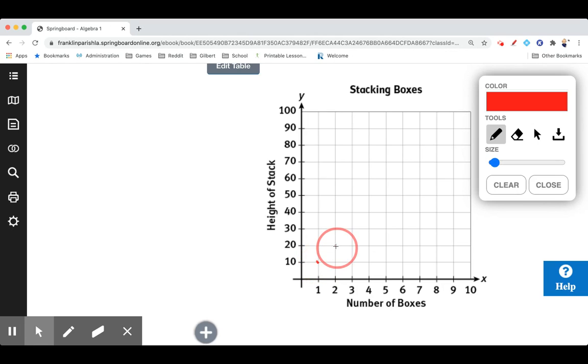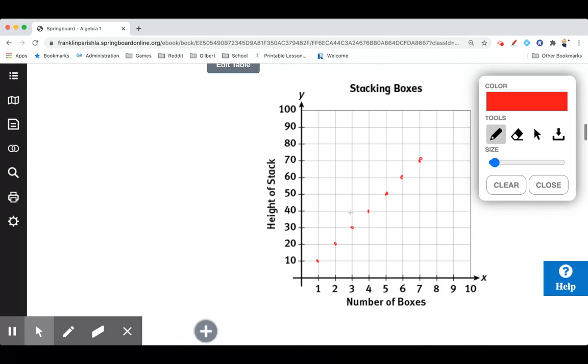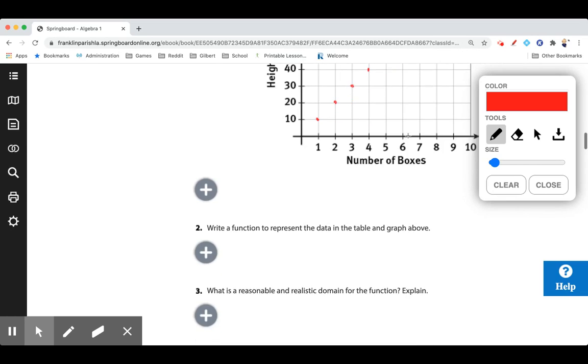1, 10; 2, 20; 3, 30; 4, 40; 5, 50; 6, 60; 7, 70. How did we go? Yeah, that was about it. You'll notice that it forms a line if we connected them. It's a linear relationship.